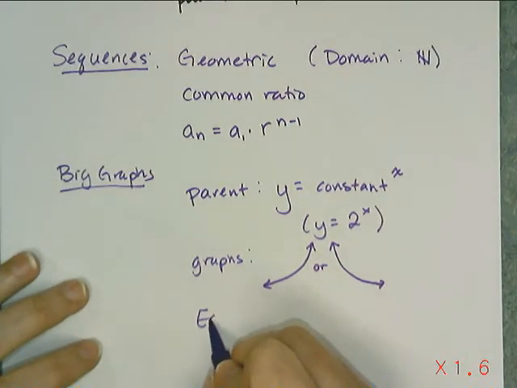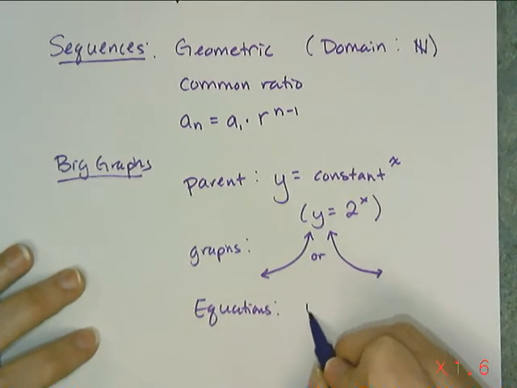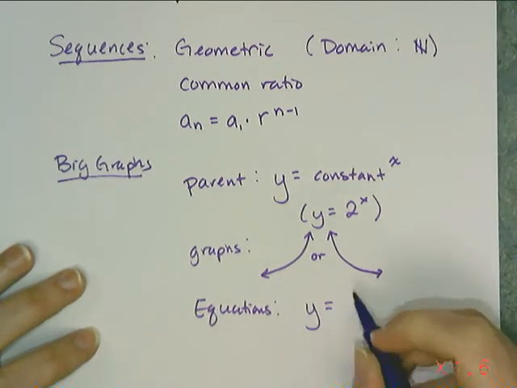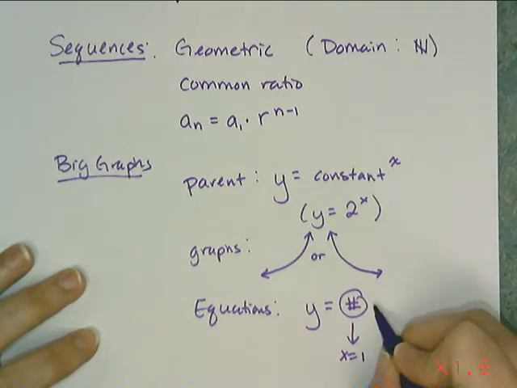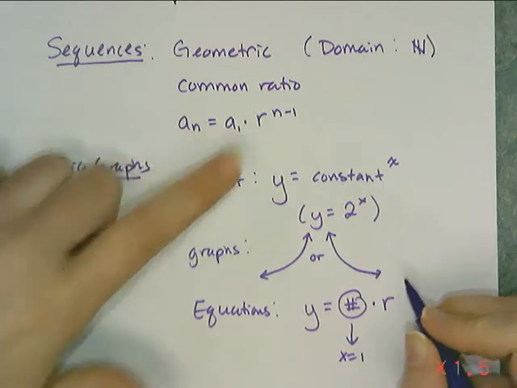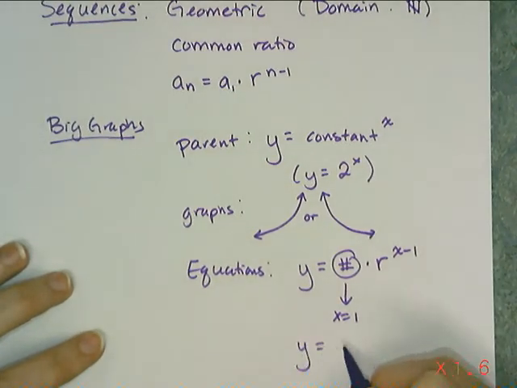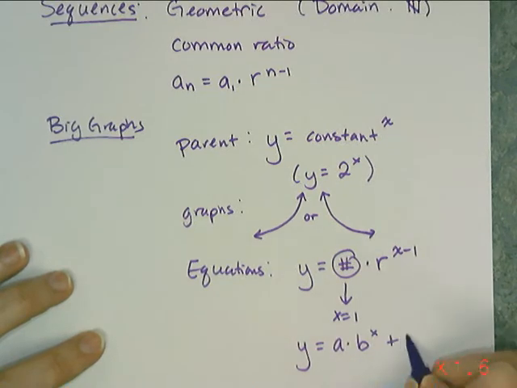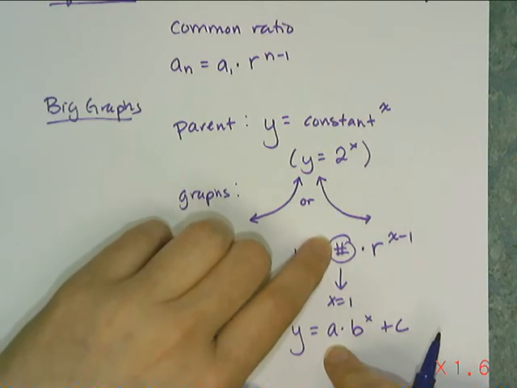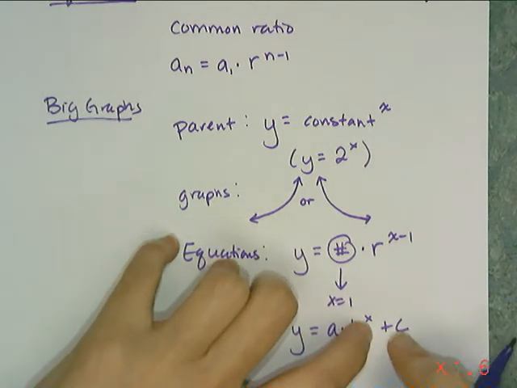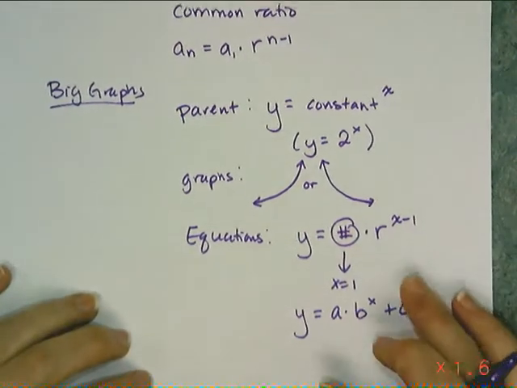And their equations, the ones we looked at, were of the form y equals that number, remember, where the number was where x equals 1, times that common ratio that we had before to the x minus 1 power. And then we changed it slightly, and we said it could be like this, where we could add something at the end. So it's that a, which is like the same as the number there, the b, which is the common ratio, and the plus c, because I can shift it up or down by adding or subtracting something. I can do that for all of the graphs.